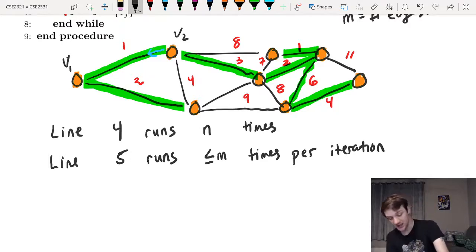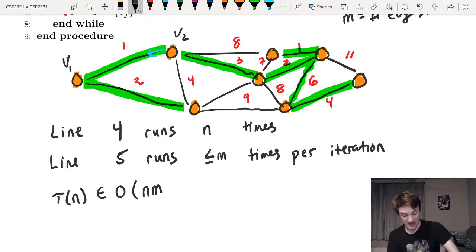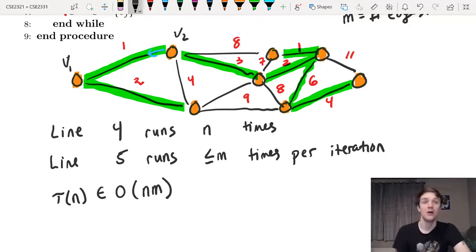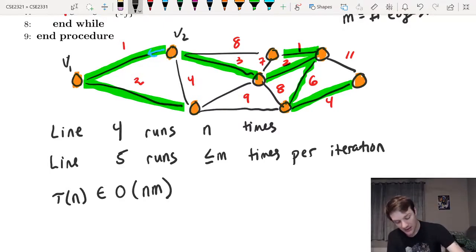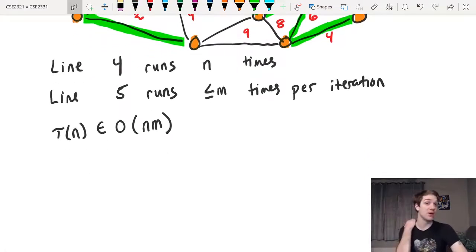That gives us that T of n is in big O of n times m, which it turns out is in theta of that, but we're not actually going to care too much because it turns out this is not a great algorithm. Why is it not great? It's because no matter what, this runtime can't be very good.